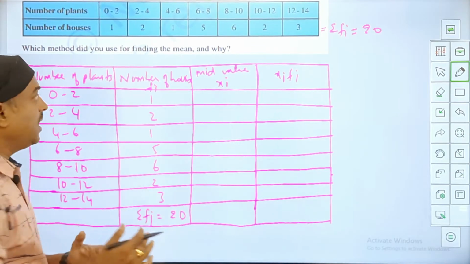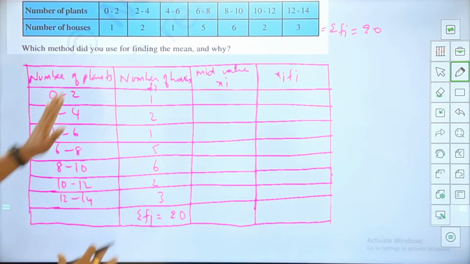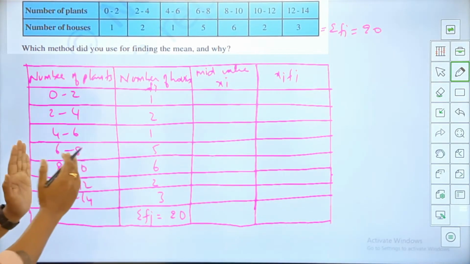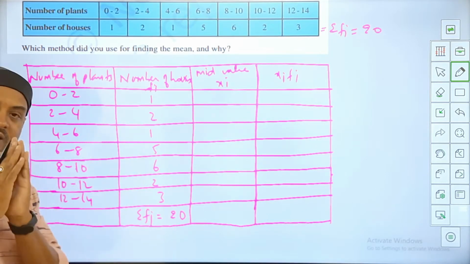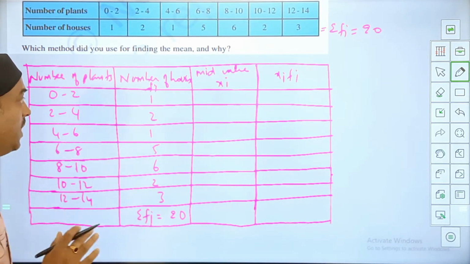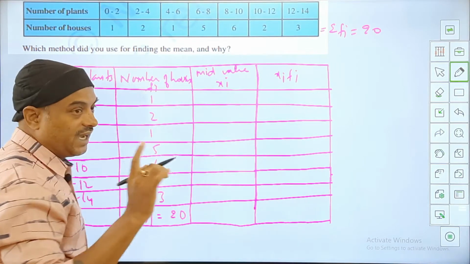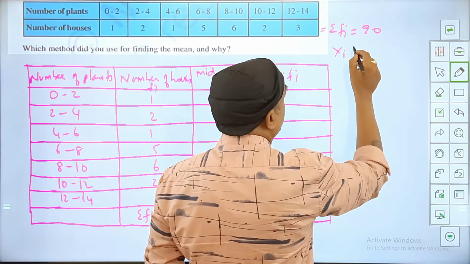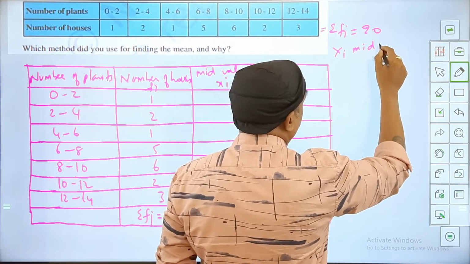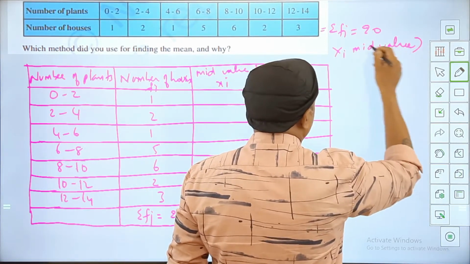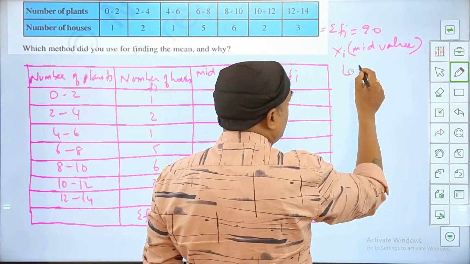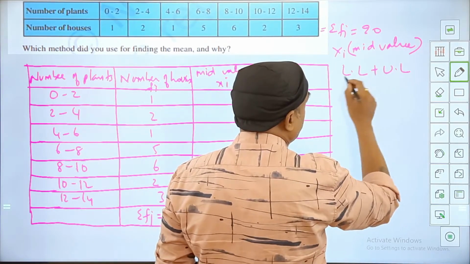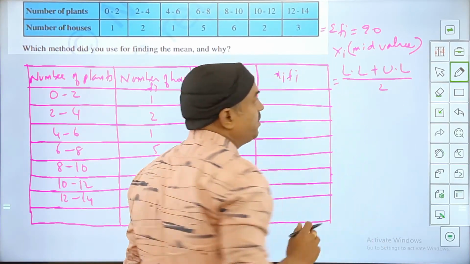Now what I did, I have converted the given table in this fashion. You should present in the same manner using a scale, present it like a proper table. And then what is xi? Try to define everything, my friend. Here xi is the midpoint, or we can say mid value, and the formula is lower limit plus upper limit upon 2.